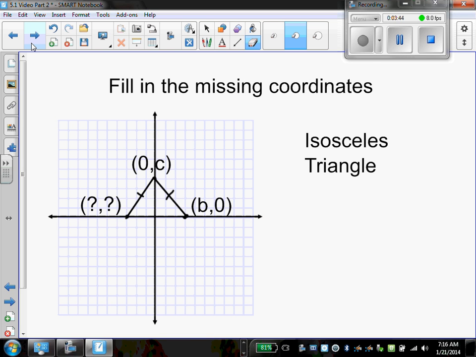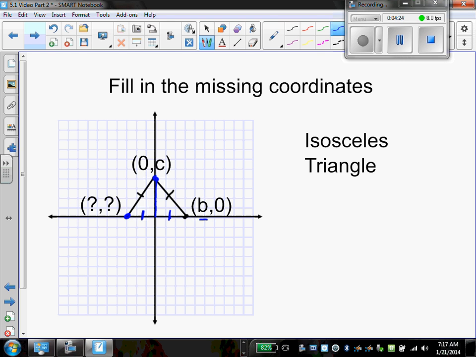Here's the next one. So fill in the missing coordinate. We have an isosceles triangle this time. So you can see the isosceles triangle is centered right here on the y-axis at the point 0, c. And we know that the coordinates over here are b, 0. And we're looking for the coordinates for this point over here. Now, the fact that it's an isosceles triangle is really important, because what that means is if it's being split right down the middle, like it is by the axis, that means that this side's length and this side's length are congruent. They're the same length.